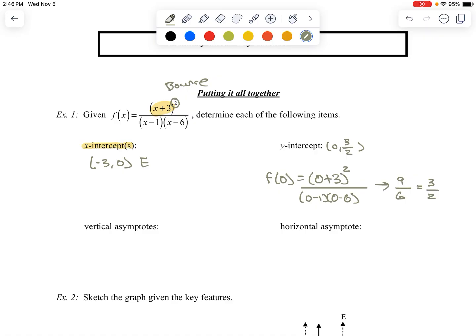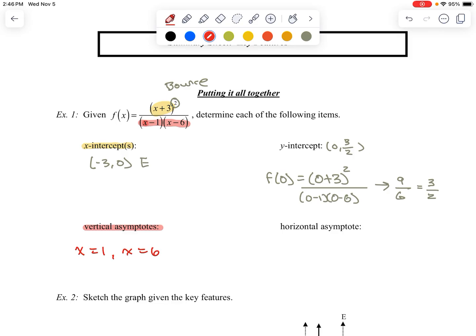Okay. For the vertical asymptotes, that's where you set the denominator equal to 0. So we're going to be looking at x minus 1 times x minus 6. So if I set each of those equal to 0, we get x equals 1 and x equals 6.